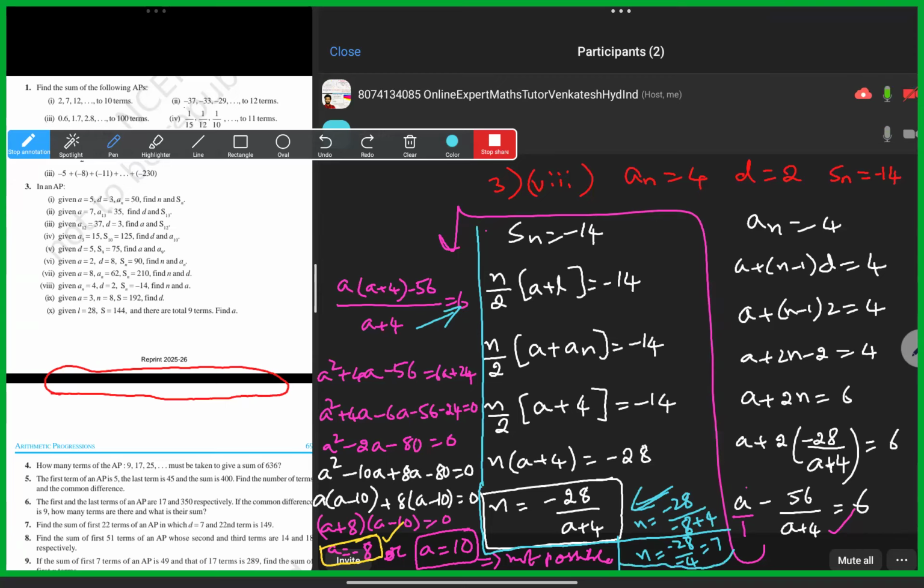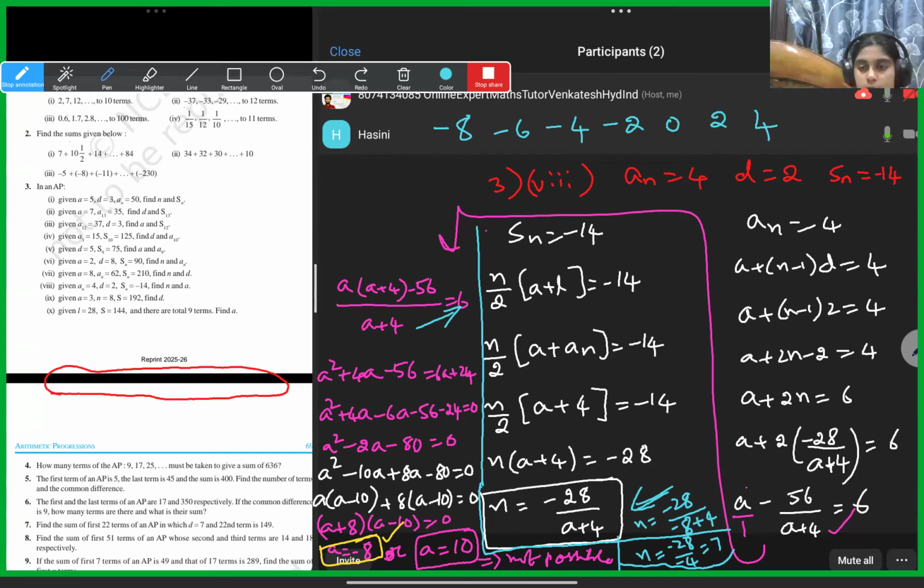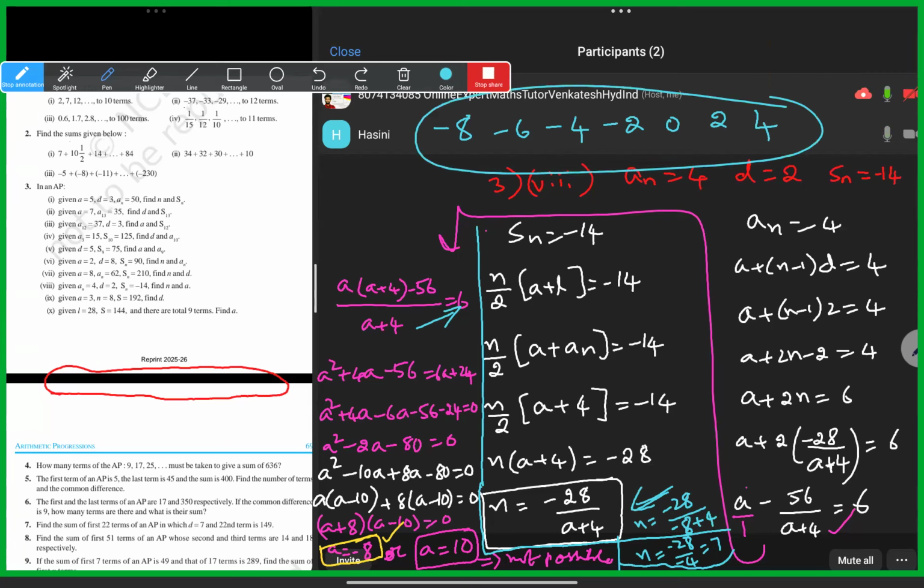Means, sir, if you take 7 terms in the series and do S7, you will get minus 14 only. If you want, we can verify also. We took a as minus 8, no, Hasni? Yes, sir. And plus 2, you will get the next term, because d is 2. Minus 8 plus 2 is minus 6. Minus 6 plus 2 is minus 4. Minus 4 plus 2 is minus 2. Minus 2 plus 2 is 0. N is equal to 7, 7 terms I took. You can add them, you will clearly get the sum of 7 terms as minus 14.